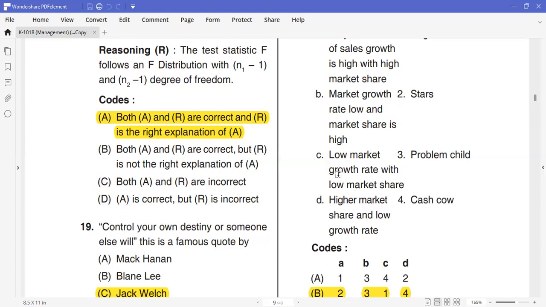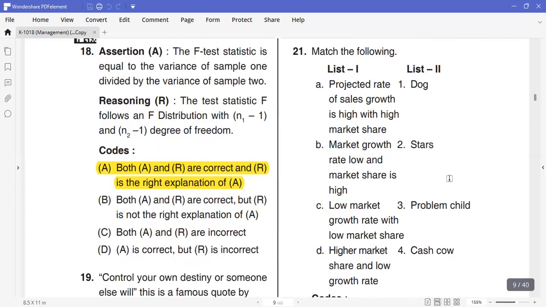Next C, low market growth rate with the low market share. So the correct option is 1. That is called as the dog. So the low market growth with the low market share. That means you have to be very watchful about the market, the trend in the market. So therefore it is called as the dog.